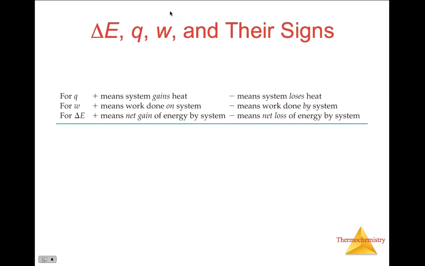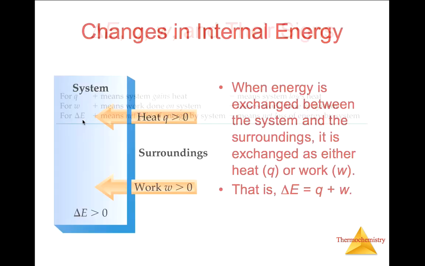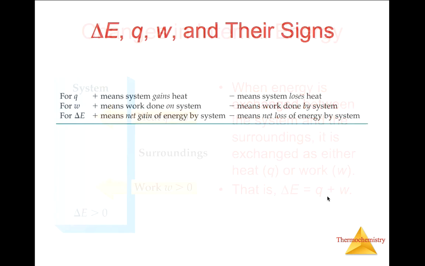So, a positive Q means that the system gains heat, and negative means that the system loses heat. Positive W means work is done on the system, and negative W means work is done by the system. And you can see that there are calculations that can determine what delta E is. This equation, Q plus W, is the subject of one of your homework problems on either the first or the second day. They give you work, and they give you heat, and they have you add them together to find the change in energy for a particular system.